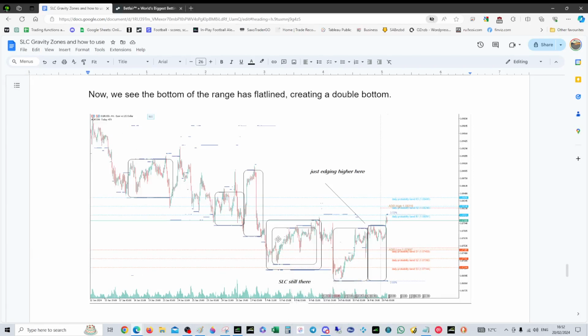Here's just my eureka moment about the mapping of the zones, which you can see has definitely got potential. If we create a higher high and a higher low, this could well be a bottom, and then we're going to start to trend higher.